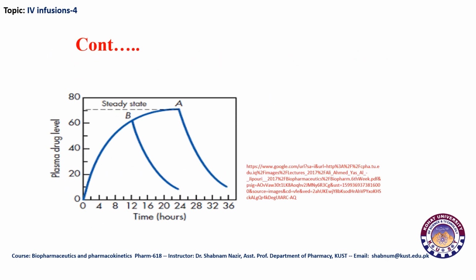So coming to the graph, this graph we already discussed, and this graph very successfully and very easily explains why intravenous infusions are so safe. You can see 2 points are there, B and A. B is sufficiently before the steady state level, and A is immediately before the steady state level, but asymptotically it is the same as the steady state level.